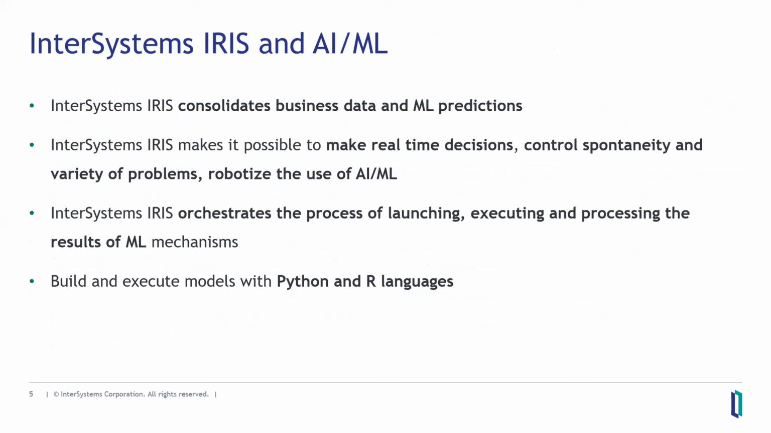First of all, InterSystems IRIS is a data platform, so there could be and usually are a lot of business data. If you're using InterSystems IRIS to connect different systems, it's a great place to start exploring the data you have available, because AI/ML projects usually require a very wide array of data in large volumes. InterSystems IRIS makes it possible to robotize the use of AI/ML. This is the main topic of our webinar today.